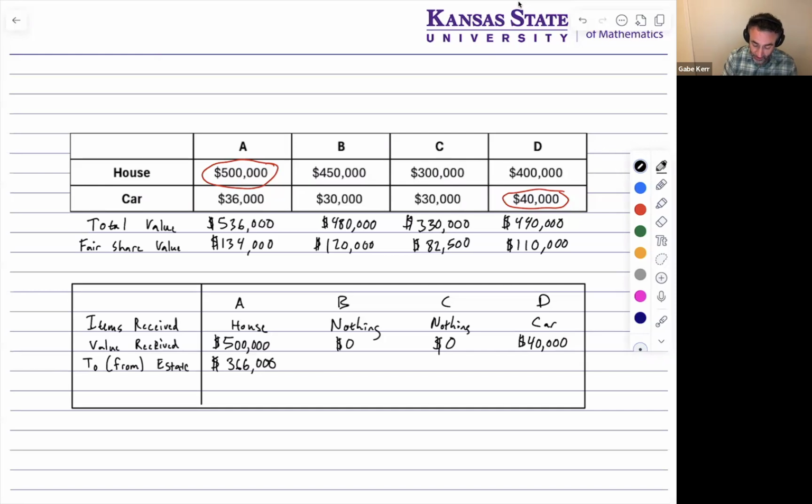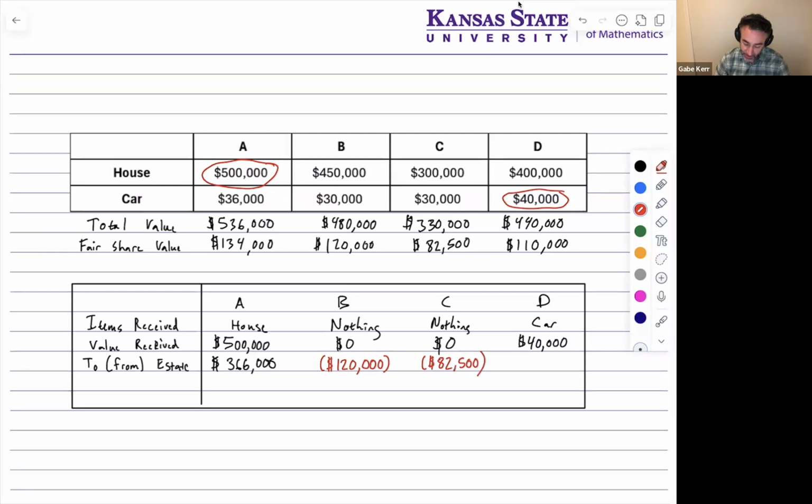The other players all are getting less than what their fair share value is. Certainly B and C, they're not receiving any items, and so they deserve their fair share value in total. And so what we'll write there is, and I'm putting it in red because this is a negative value. In other words, it's coming from the estate, not to the estate. And if you want, you could use a negative sign here. That's fine too, but something to indicate that these players are not giving money, but getting money.